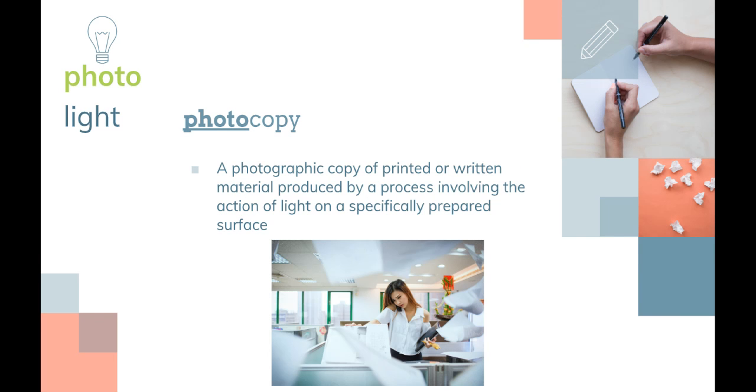Photocopy, we typically just say copying, but this is how you take a photographic copy of printed or written material and use a process that uses light and put it onto paper. So when Mrs. G runs to the copy machine, she is making photocopies. She's using light to duplicate and make other copies of something.